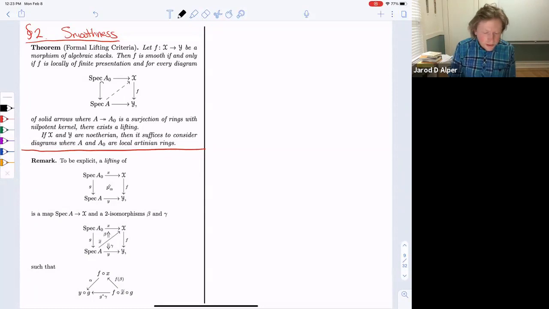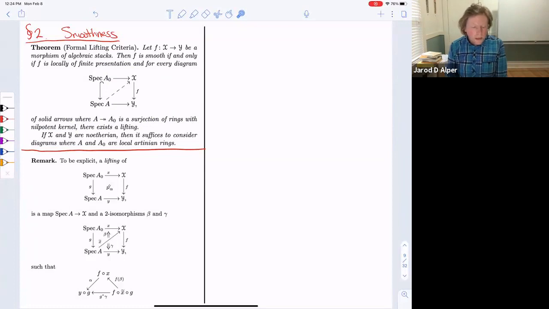And so what I've written here is this theorem of the formal lifting criteria for smoothness. Hopefully this is something that's familiar to you in the case of schemes, and my assertion here is that it is also true for algebraic stacks. So we say that f is smooth, so we have some finiteness condition, and then the formal lifting criterion says that whenever you have a diagram like this, where this is an infinitesimal extension, a surjection of rings whose kernel is nilpotent, then there needs to exist a lifting.